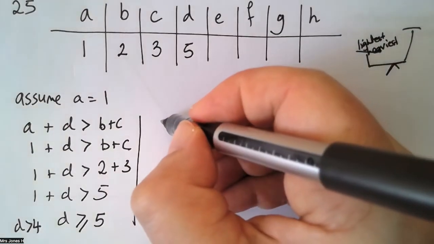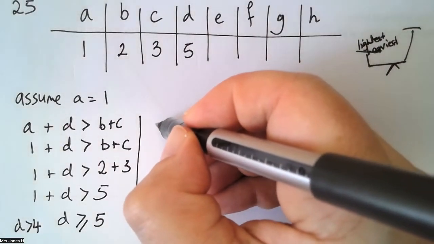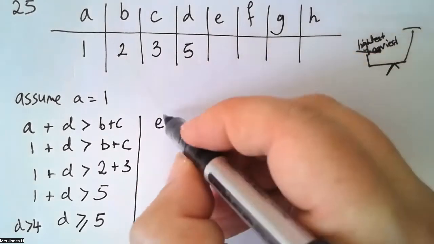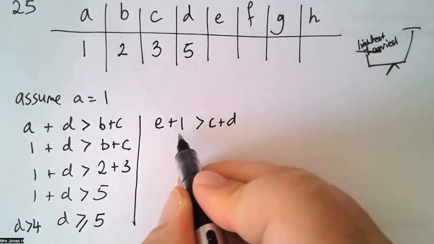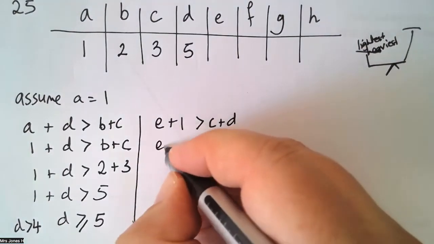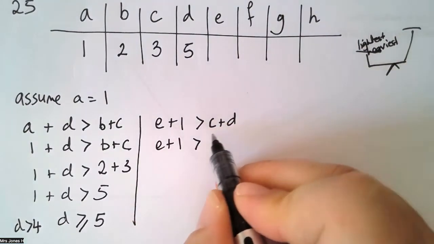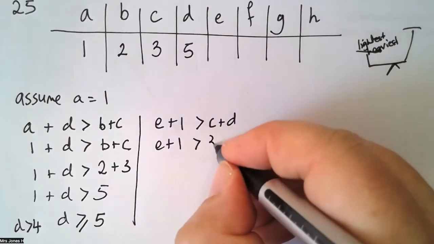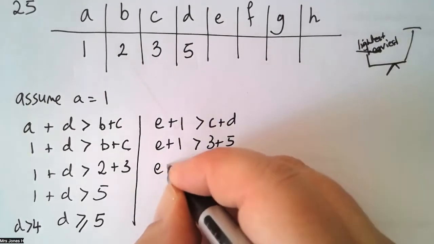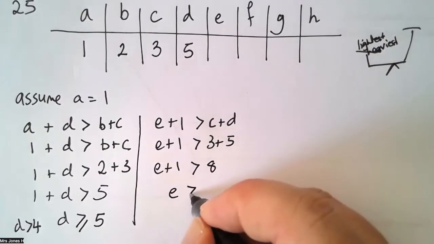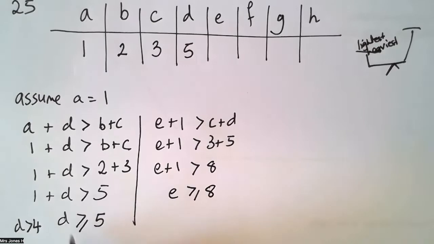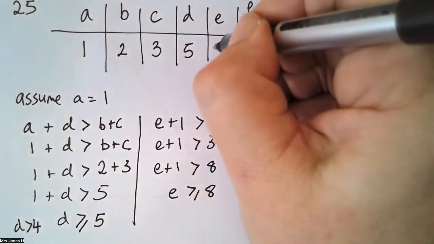So for E, we need to find E next. Again, we're going to put it on the scale with A. We've got an assumption for C and D. And the same logic applies here.